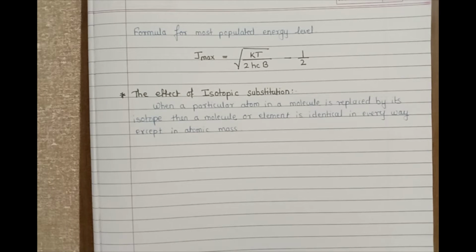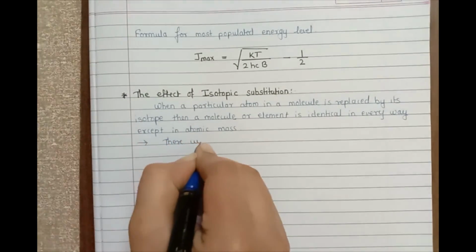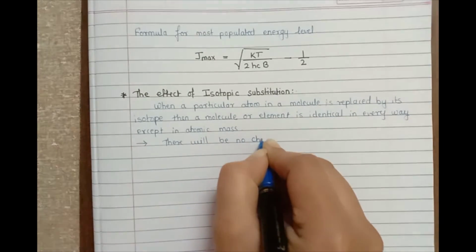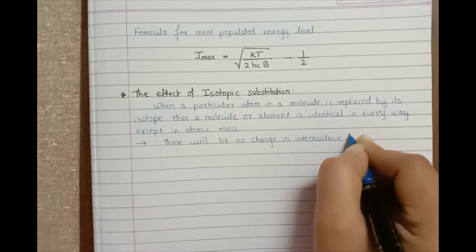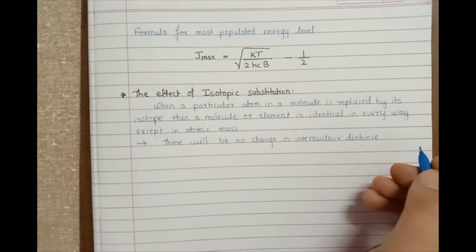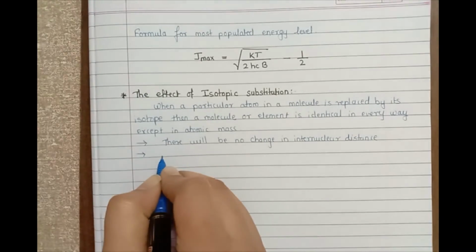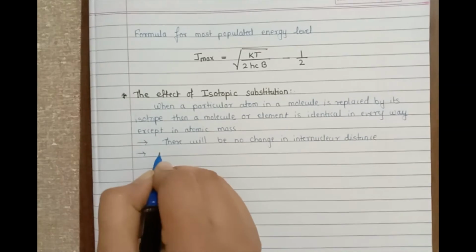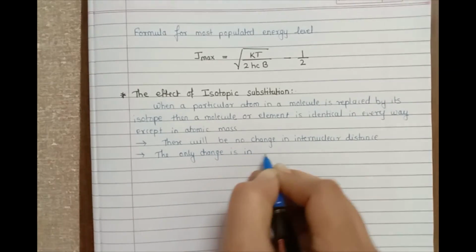So talking about the isotopic substitution, when any of the atoms present in the molecule is replaced by its isotope, then the whole molecule remains the same. But what changes? The change is the atomic mass. So what will happen? There will be no change in internuclear distance. Okay, by isotopic substitution there will be no change in the internuclear distance. The only change is in total mass.